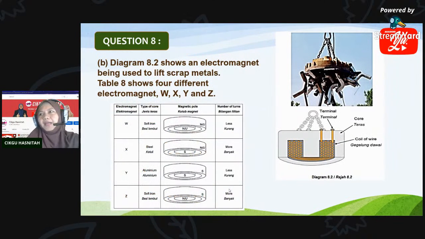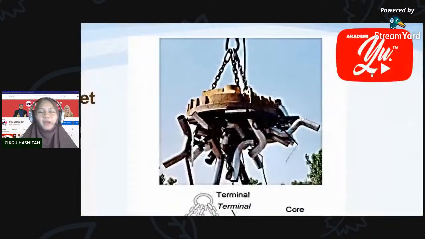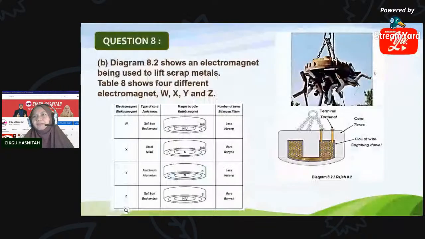In diagram B, can you tell me the name of this machine? It is used to lift scrap metals. What is the name of this thing in this picture? It is used to lift scrap metal. So we call it a crane. This is a scrap yard. And this is the internal structure.